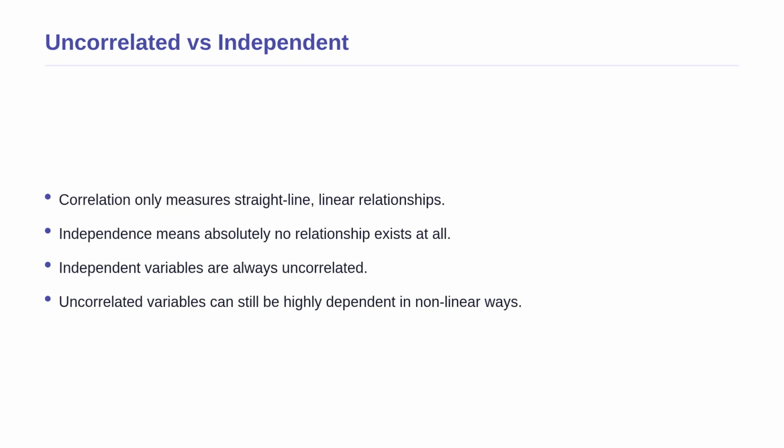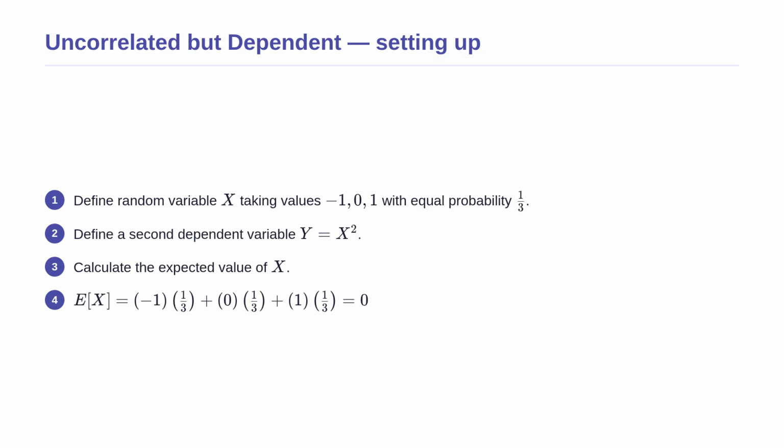It means there is absolutely no relationship whatsoever, not a straight line, not a curve, nothing. Therefore, independent variables are always uncorrelated, but uncorrelated variables might still be highly dependent. Let us see this difference with a concrete counterexample to prove that uncorrelated does not mean independent.